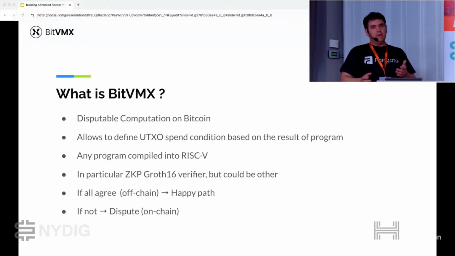In particular, this has been shown too, but the idea is that these kinds of protocols always have a happy path where, if both parties agree off-chain, they can sign a new transaction that will move the funds locked in the previous UTXO. And in case there is no agreement, there will be a dispute on chain, but only in those cases.